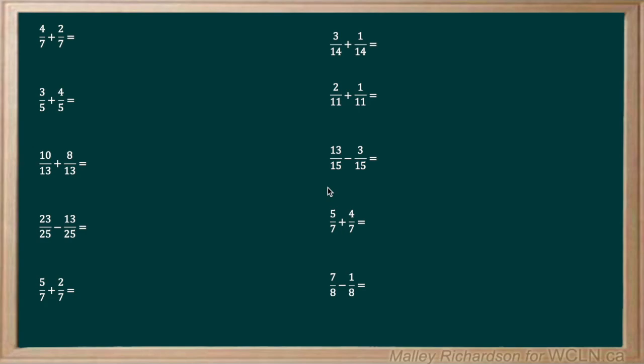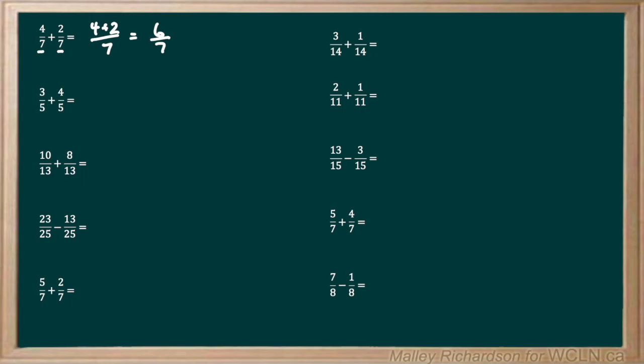In this next set of examples, we'll be working with adding and subtracting fractions with a common denominator. So let's have a look at our first example. We have 4 over 7 plus 2 over 7. Now as we can see, the denominator is the same for both fractions. So that means we just have to add the numerators together. So we have 4 plus 2 over a common denominator of 7. 4 plus 2 gives us 6, so we have 6 over 7. And 6 over 7 cannot be reduced down anymore, so 6 over 7 is our final answer.